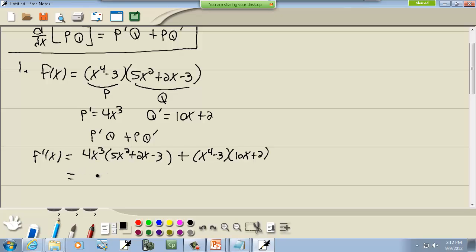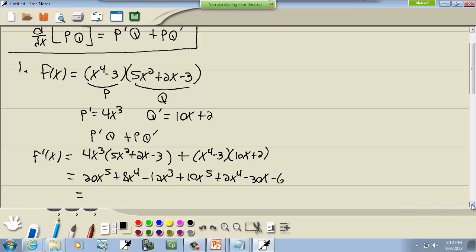4x to the third times 5x squared gives us 20x to the fifth. 4x to the third times 2x gives us 8x to the fourth. 4x to the third times negative 3 gives us negative 12x to the third. And over here, x to the fourth times 10x gives us 10x to the fifth. x to the fourth times 2 gives us 2x to the fourth. Negative 3 times 10x gives us negative 30x. And negative 3 times 2 gives us negative 6.